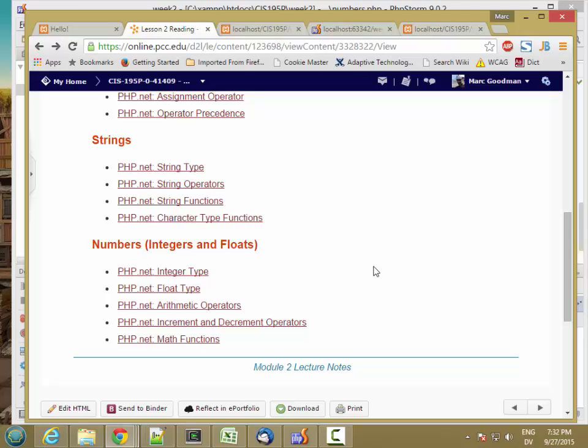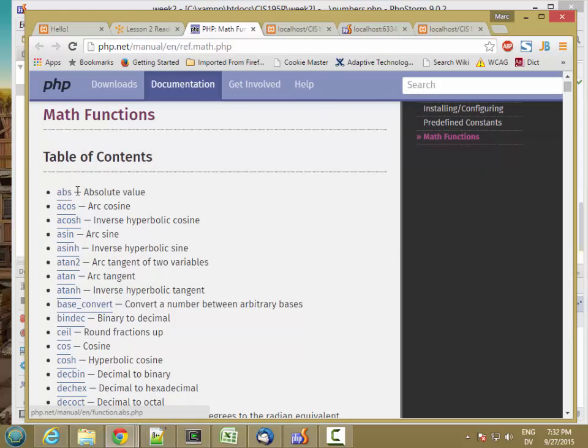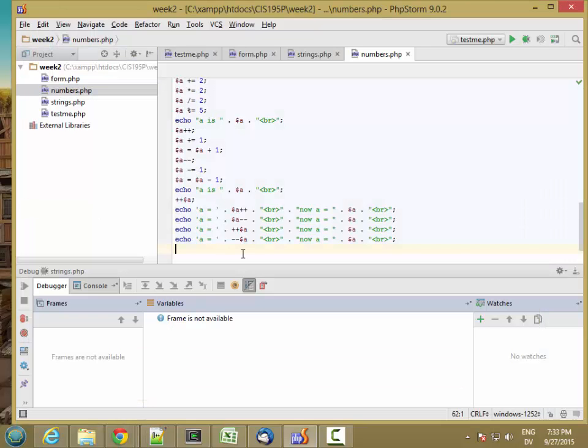Now let's round out our discussion of numbers in PHP by looking at the math functions. And there's a number of them. You can take the absolute value of a number. So if you have a negative number, the absolute value is going to be the positive version.